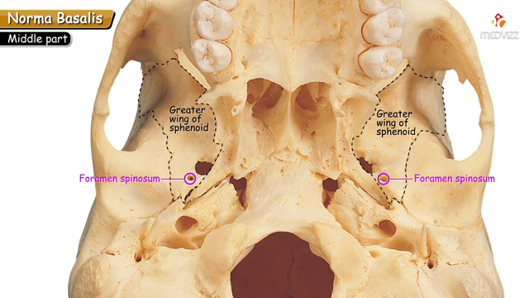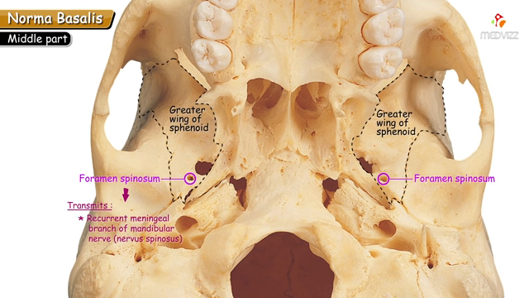Why is it called spinosum? Because it is next to a very sharp projection from the sphenoid, which is called the spine of the sphenoid. So this foramen is very near to, and associated with, the spine of the sphenoid. So it is called foramen spinosum. And let's see what it transmits. It transmits an important neurovascular bundle which supplies a major part of the meninges in the middle cranial fossa.